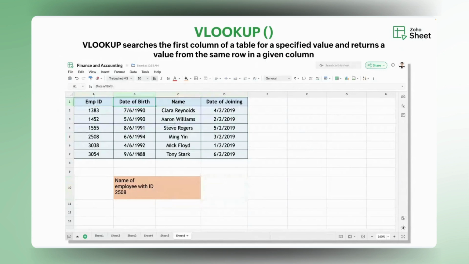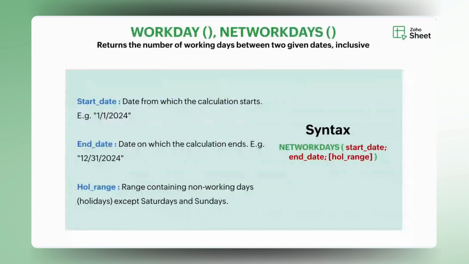And next up, let's talk about NETWORKDAYS. This function helps you to figure out the number of working days between two dates, excluding weekends and holidays. You can find the syntax on the screen. The start date is the beginning date, the end date is the end date. It's that simple. Holiday range is the holiday range. So it's direct and to the point.